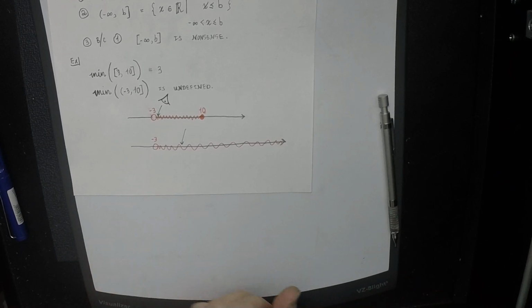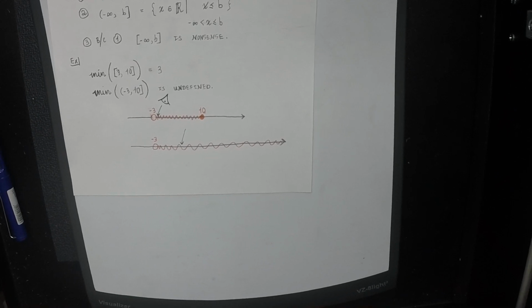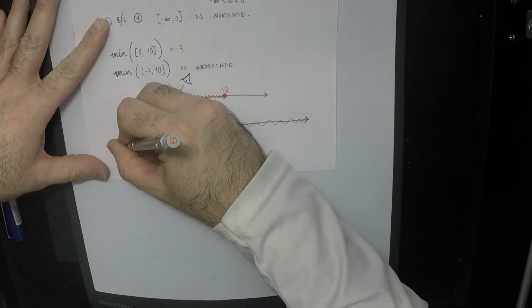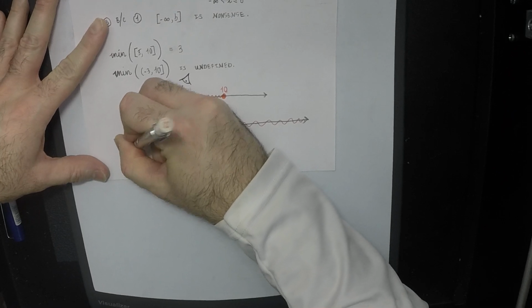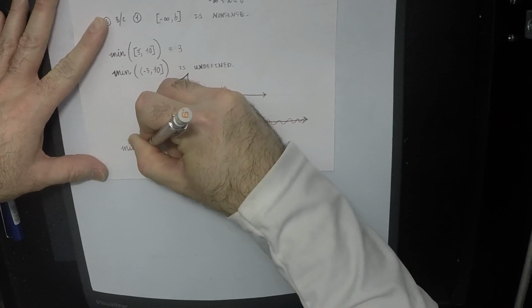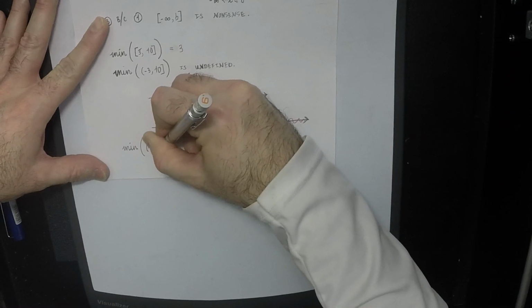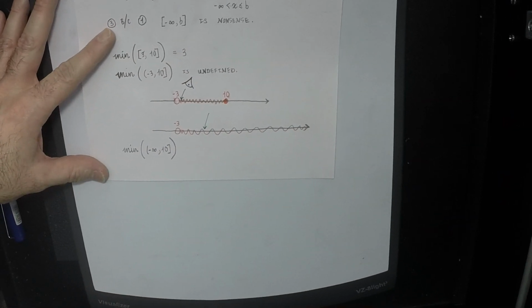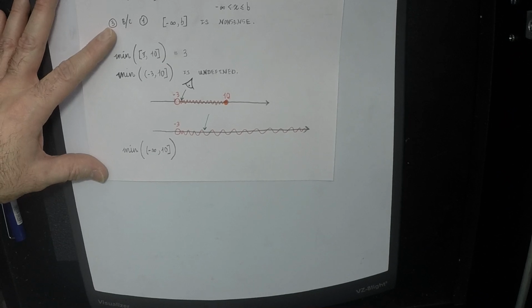So is this the only way in which an interval could have no minimum? It could be unbounded below, right? So, for example, the minimum of negative infinity to 10, like so, is also undefined.